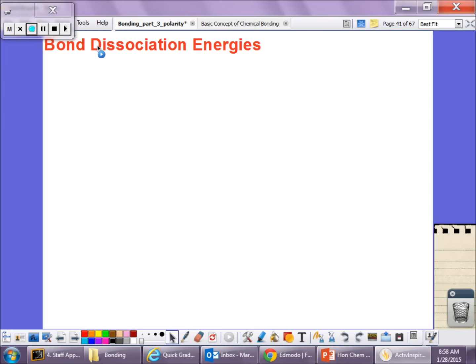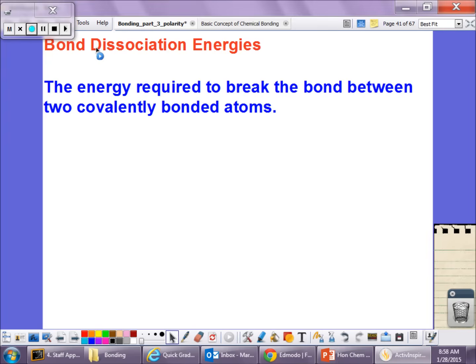What is bond dissociation energy? It is the energy required to break the bond between two covalently bonded atoms. The stronger the bond, the more energy you need to break it. A single bond is weaker than a double bond. A double bond is weaker than a triple bond. So a single bond is weaker than a triple bond, but a single bond is longer than a double bond. A double bond is longer than a triple bond. The shorter it is, the stronger.